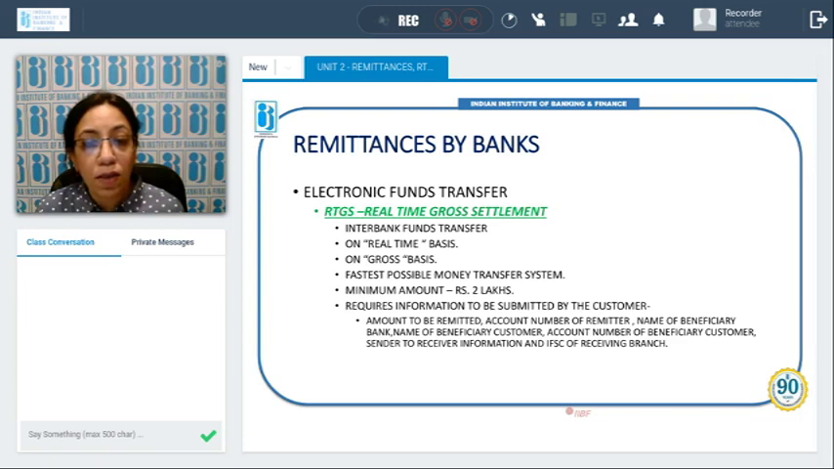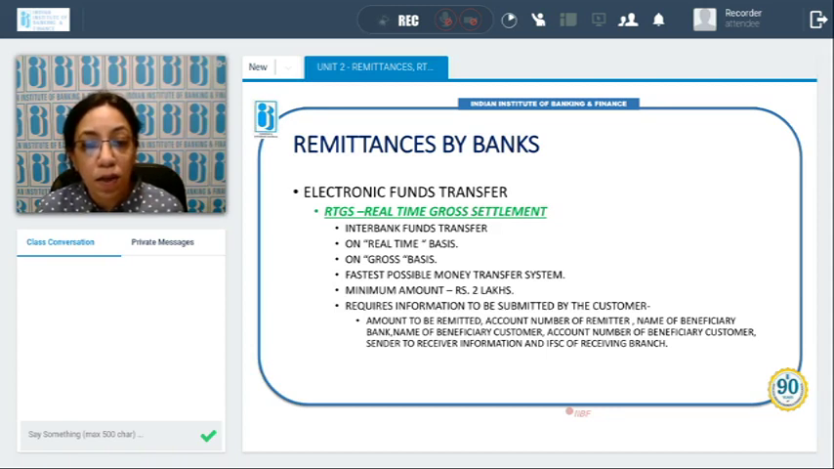Suppose we have two banks, Bank A and Bank B. Bank A wants to send money rupees 3 lakhs to Bank B. Simultaneously, a customer of Bank B wants to remit rupees 4 lakh to a customer of Bank A. Then these amounts will be transferred as and the way they are received from the customer, and no netting will be done. It is the fastest possible money transfer system available in India as of now. The minimum amount of transaction which can be undertaken using RTGS is rupees 2 lakhs.